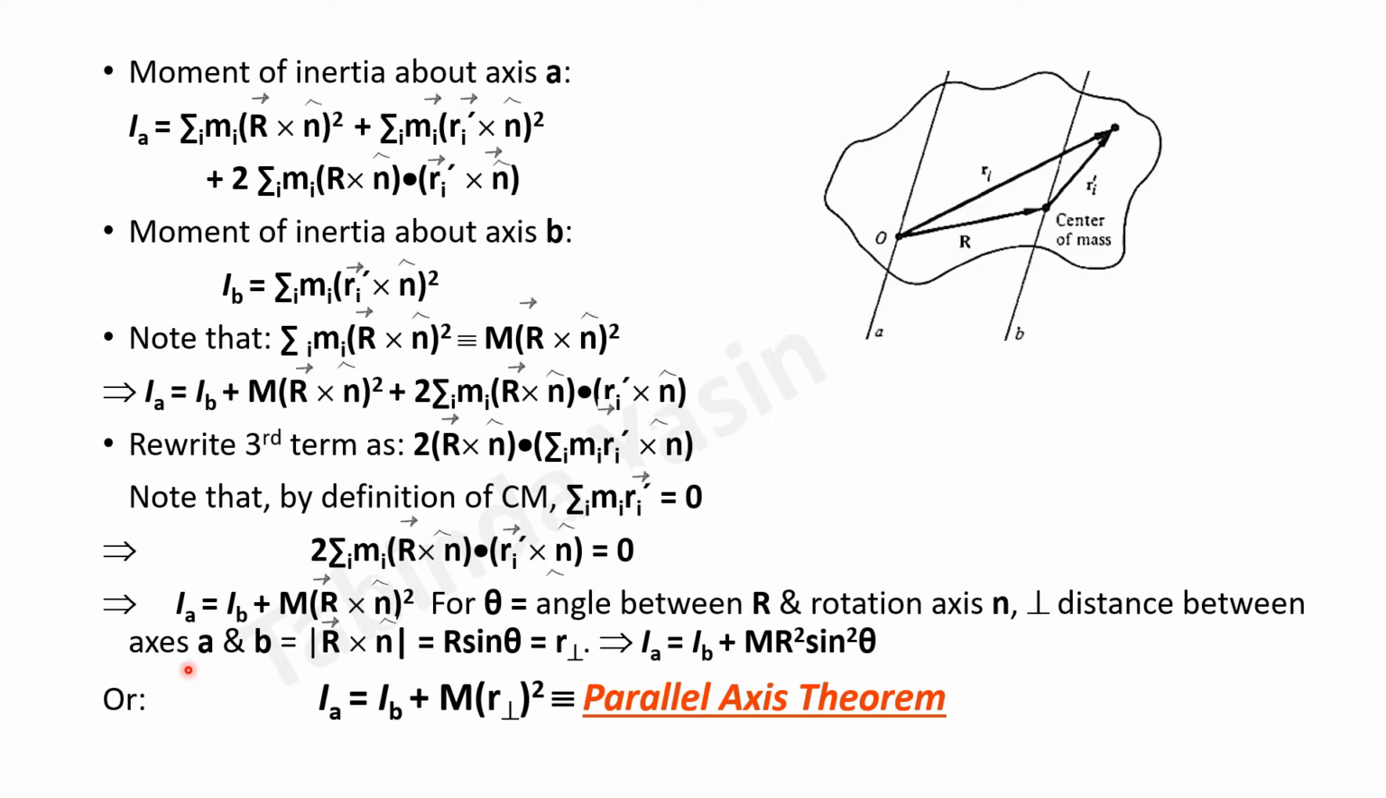So we are left with Ia is equal to Ib plus capital M into (R vector cross n unit vector) squared, where theta is the angle between capital R and the rotational axis, and r perpendicular is the perpendicular distance between the axes A and B. R cross n unit vector is equal to r sin theta, which is r perpendicular, so Ia is equal to Ib plus M r squared sin squared theta. That is called the parallel axis theorem. So we can write Ia is equal to Ib plus capital M into r perpendicular squared, where r perpendicular is the perpendicular distance between the two parallel axes.